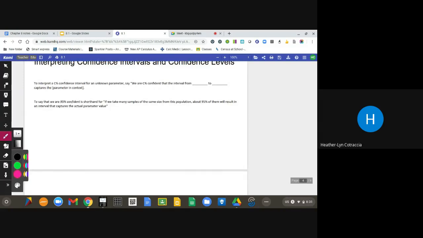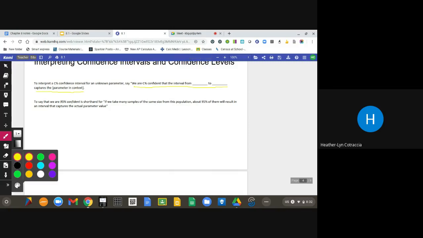So these words right here: we are C% confident the interval from blank to blank captures the, and then parameter and context. Super, super, super important. I would normally have written this on the board, and every time I ask you to interpret a confidence interval, that's the words that you use. Do not use your own words. Do not make them up. Use my words. So we are 95% confident that the interval from blank to blank captures the, and then give me some context. Very, very important. Just use my words. Don't make up your own.